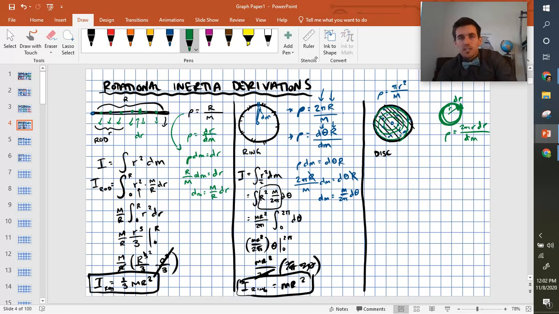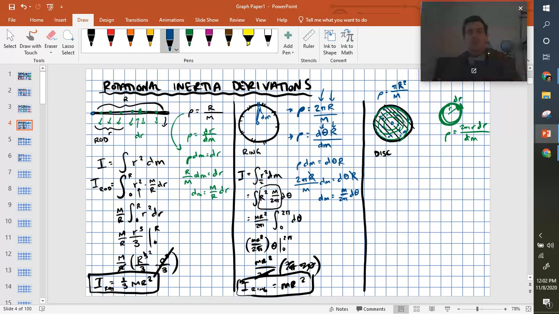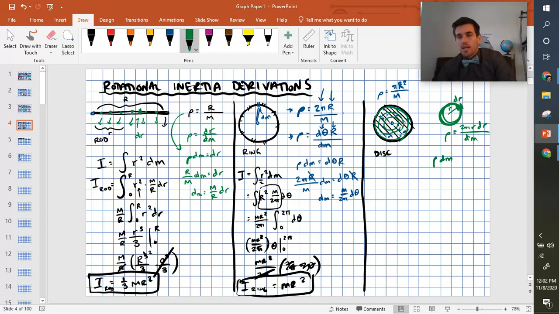Oh, oops, I need to fix this r in my first density. That needs to be capital R because that's the radius of the entire disk. So I'm going to go through here. Rho dm equals 2 pi r dr. I can plug in my rho there. So that's pi R squared over M dm equals 2 pi r dr.